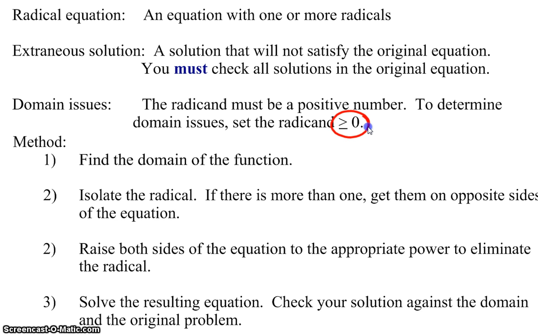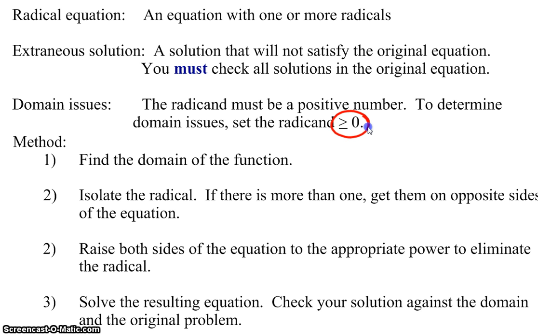Our basic steps are to find the domain of the function and isolate the radical. If a problem involves more than one radical, you need to get them on opposite sides of the equation, which makes the problem trickier but solvable. You'll see this in our third example.